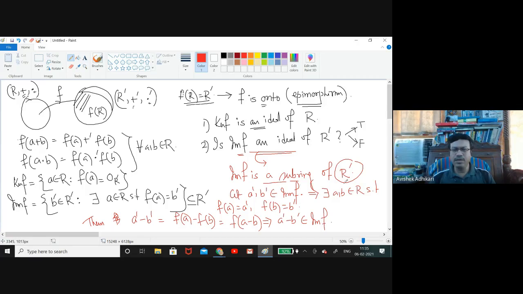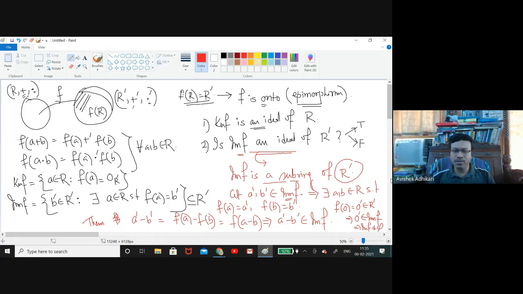But before that, we need to first show that image F is a non-empty subset. How to prove that image F is a non-empty subset of R dash? Because we know that f of 0 equals 0 dash, which belongs to R dash. So 0 dash belongs to image of F. That implies image F is not equal to empty.